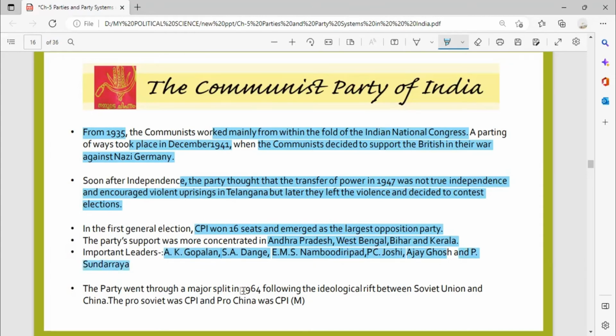So the party went through a major split in 1964. Remember what happened after the 1962 war. There was an ideological shift within the CPI, and what happened? Few people supported China. So this led to conflict. And what happened? Pro-Soviet CPI group and pro-China CPIM were formed. So CPI, which talked about the Soviet Union, and the pro-China group who supported China, became CPIM, Marxist.